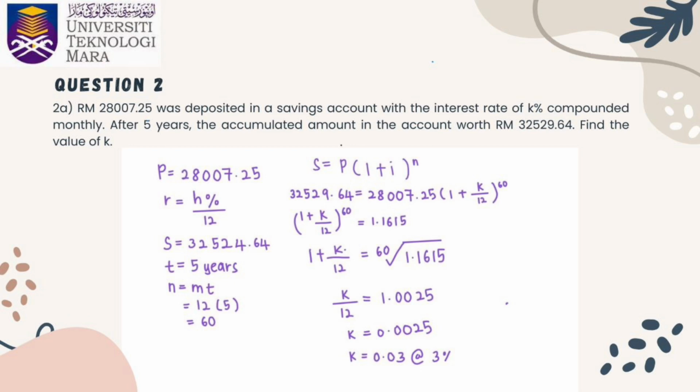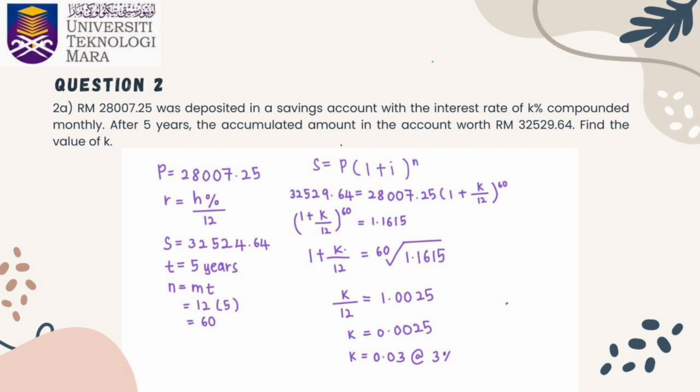So, based on the question given, we can list that P equals RM28,007.25, S equals RM32,529.64, i equals k% divided by 12, and t equals 5 years. n equals m multiplied by t, so m is 12 and t is 5. So n equals 60.